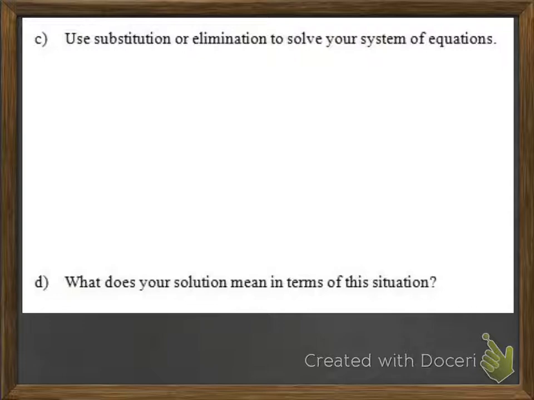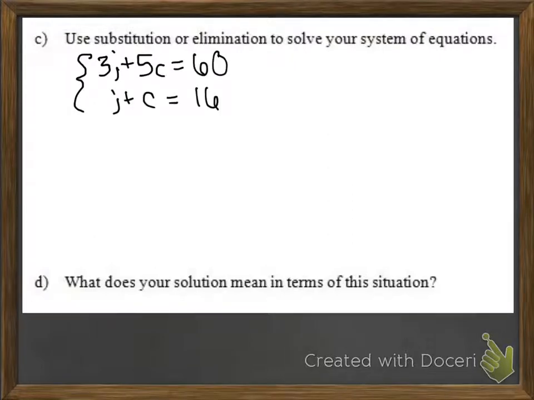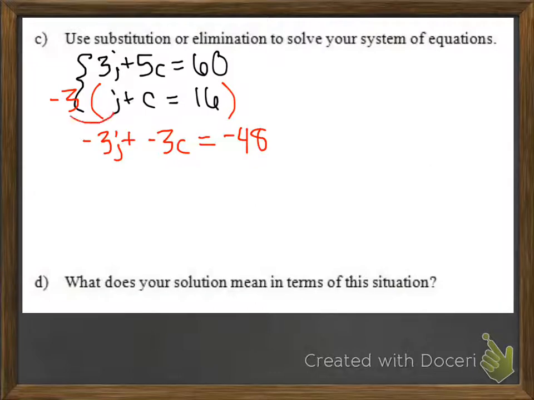Now we're going to use substitution or elimination to solve the system of equations that we wrote in parts A and B. I'm going to go ahead and use elimination to solve this, and I'm going to multiply the second rule by -3 so that I can eliminate the J's. I distribute that -3 to all parts of the equation, which gives me -3J plus -3C equals -48. I have to make sure to distribute that to all parts.